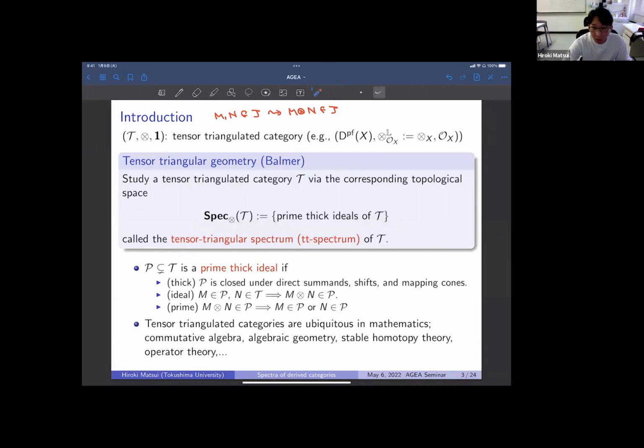And tensor triangulated categories naturally appear in many areas of mathematics, such as commutative algebra, algebraic geometry, stable homotopy theory, and operator theory, and so on. So Balmer's tensor triangular geometry is studied in such areas of mathematics.